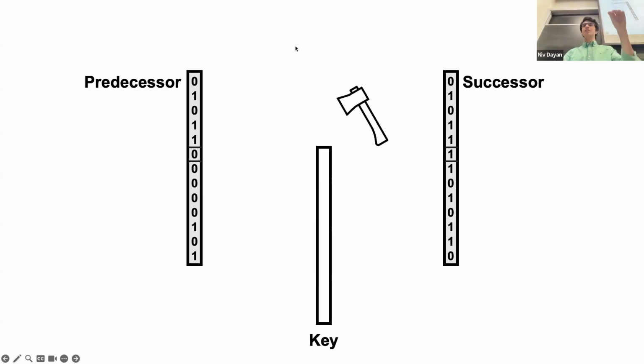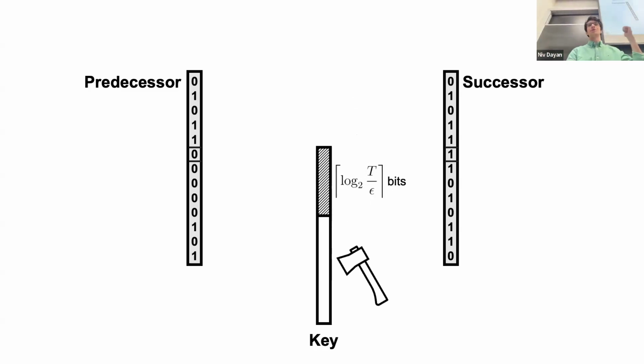From what's left, we're going to take the most significant log of t over epsilon bits. Here t is the number of keys that are in between 2 samples, or like the spacing between the samples. And the parameter epsilon is going to be your target false positive rate. We're going to keep those bits, and we're going to throw away whatever's left from the key.